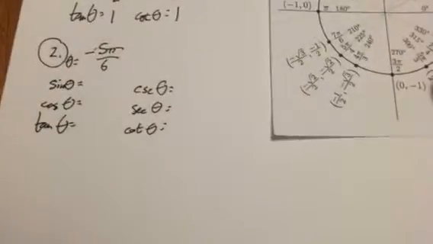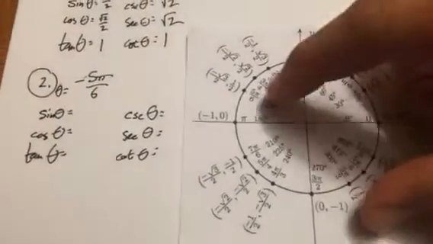This is Math142. This is practice test 1, problem number 2. We're just supposed to find the exact value of the 6 trig functions of this angle, negative 5 pi over 6. So let me take a peek at my unit circle. That might help me with this a little bit.